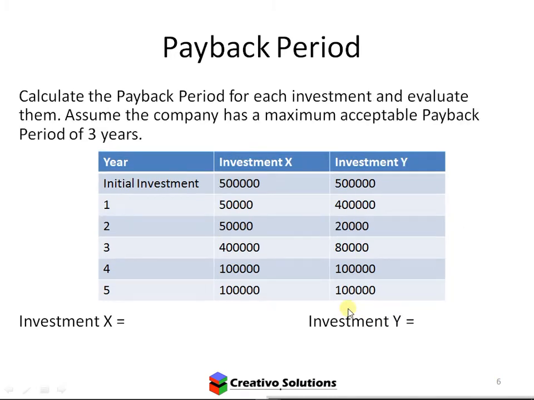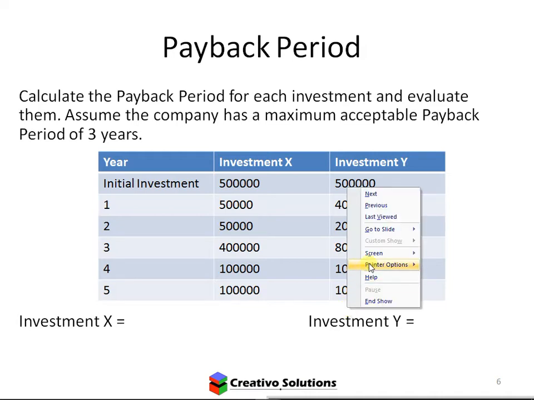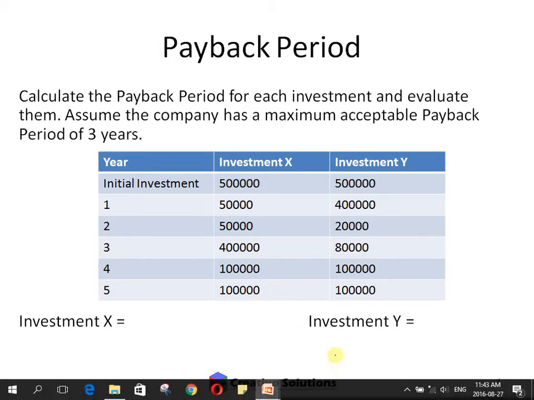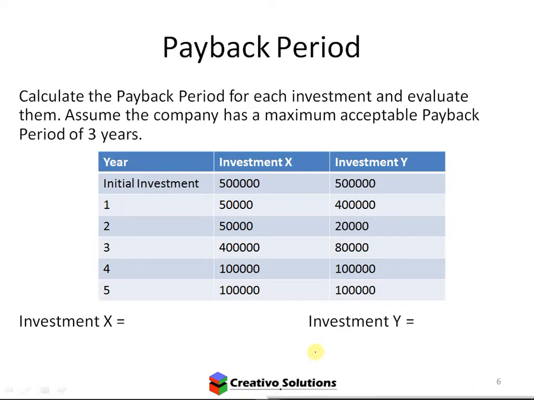Here are a few more for you to try. I want X and Y. What's the payback period for X? What's the payback period for Y? X is 3 years and Y is also 3 years.